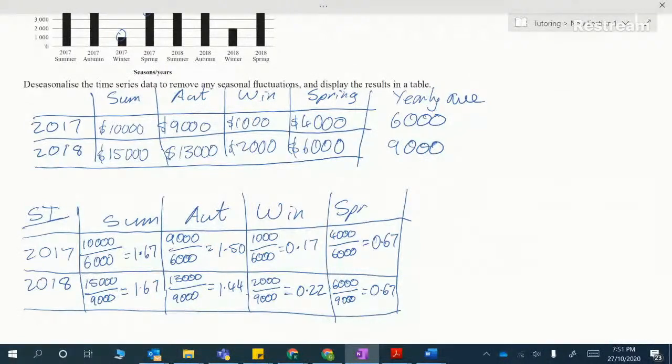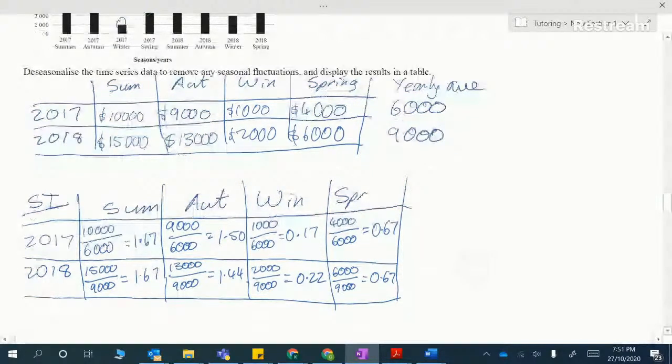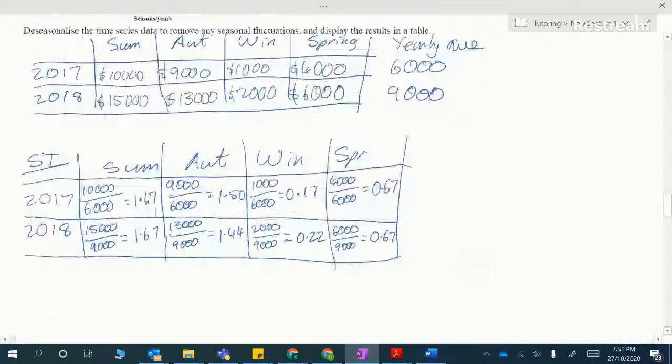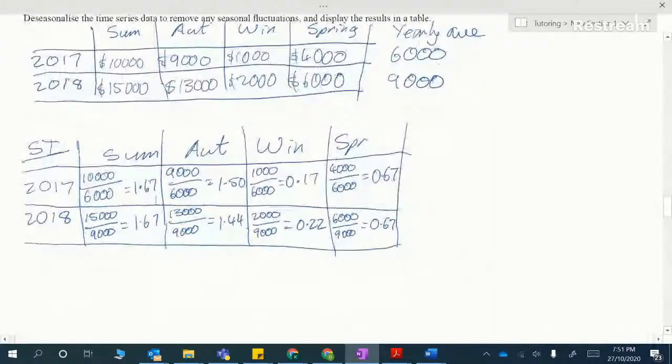If the sales are above average, then you're going to end up with a number much bigger than one. So hopefully that'll be a cue for you when you are in the exam. All right. Now, seasonal index for both years.